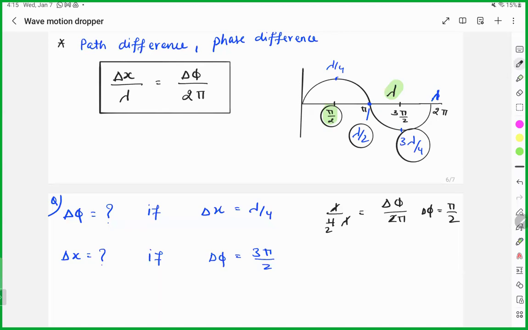This is extremely important not only here but also in your wave optics, because there you will talk about path difference and phase difference a lot. This is the simplest method. You should know in one complete wave, length is wavelength and angle is 2 pi. Pi by 2, 3 by 4 lambda.